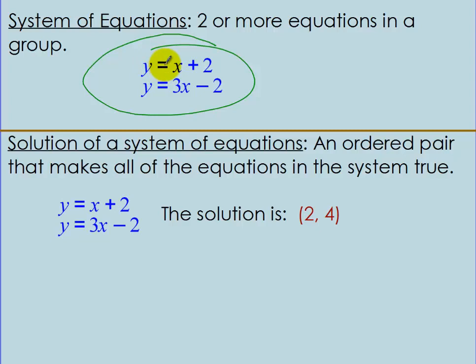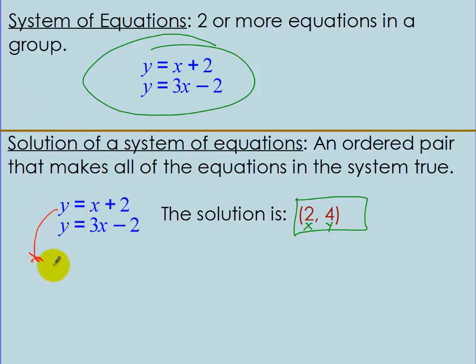Now, what's a solution to the system? Well, the solution is an ordered pair that works for all the equations in the system. So, for example, with these two equations, y equals x plus 2 and y equals 3x minus 2, their solution is 2, 4, where 2 is our x value and 4 is our y value. And we can check this by plugging that into both equations.